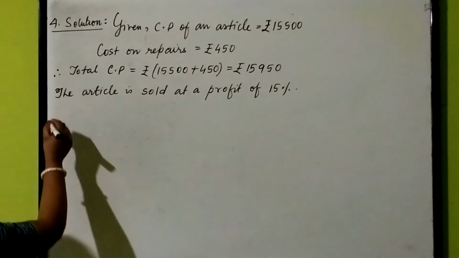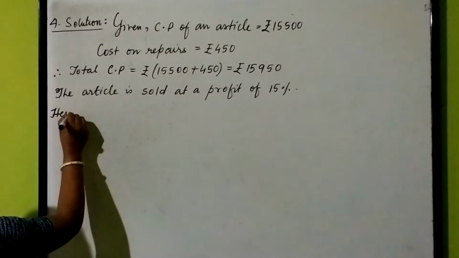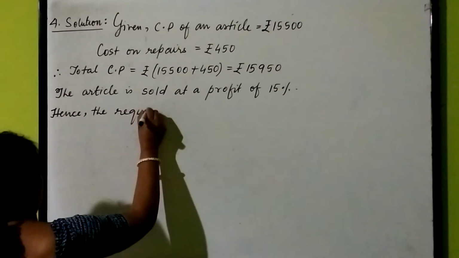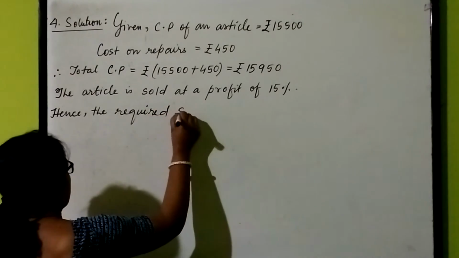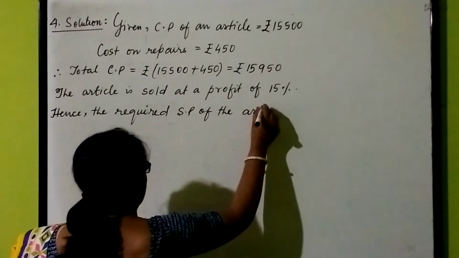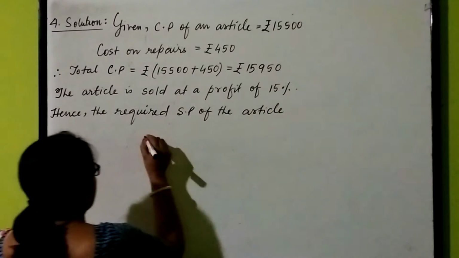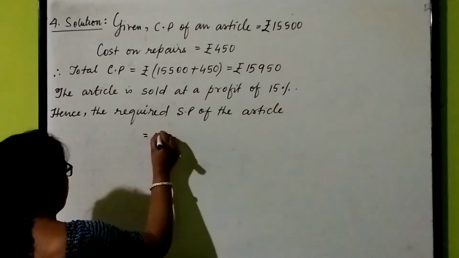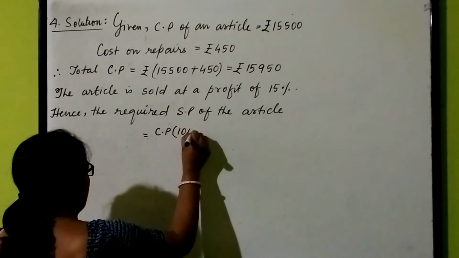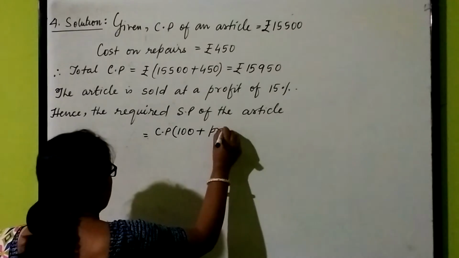Therefore, the required SP of the article is equal to, what is the formula? CP, as gain percent is given, into 100 plus profit percent.